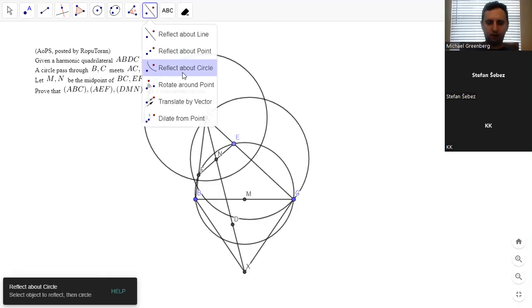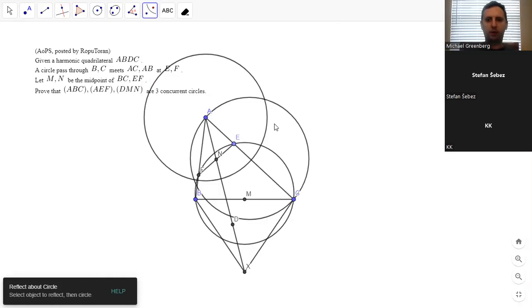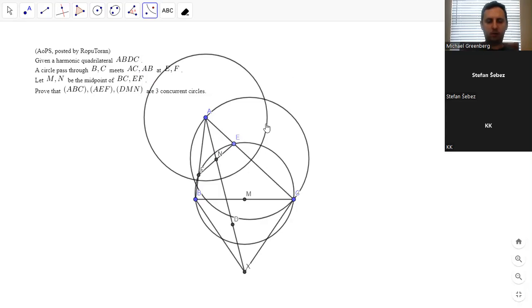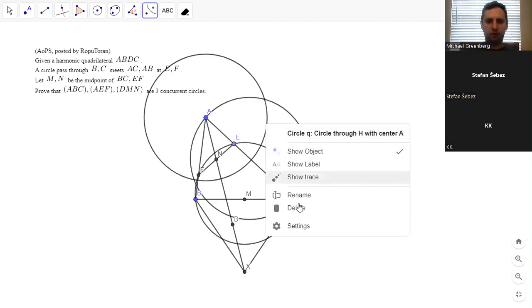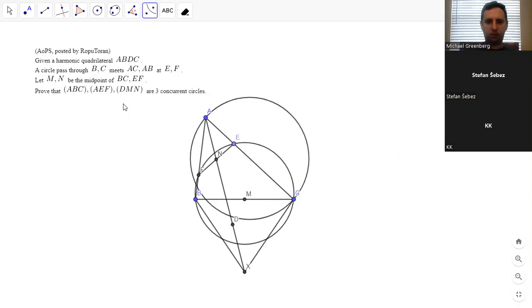Oh, I solved it. We don't need inversion. Oh, really? Yeah, it is an angle chase plus a median theorem. Okay. So how did you do it?